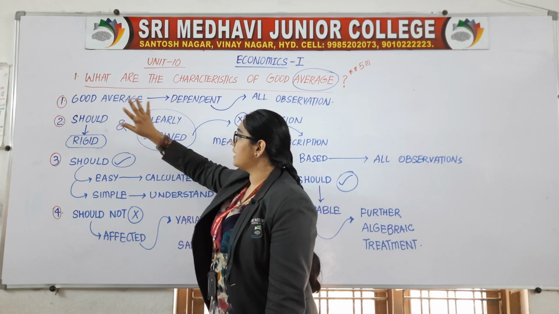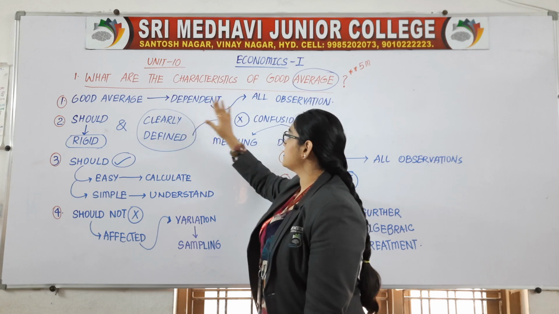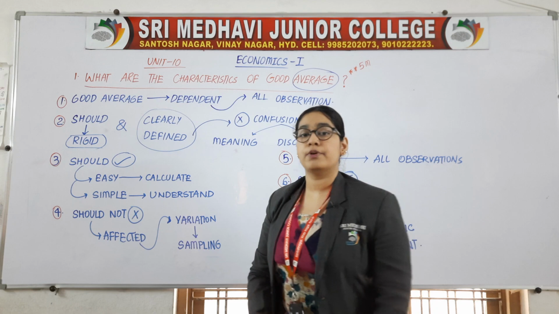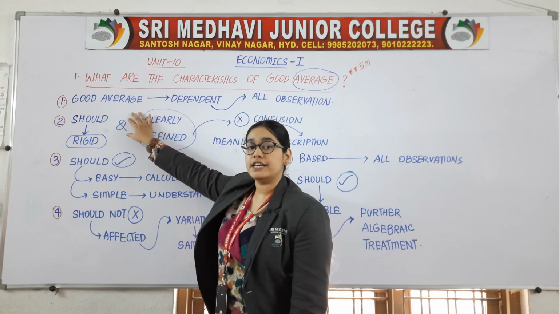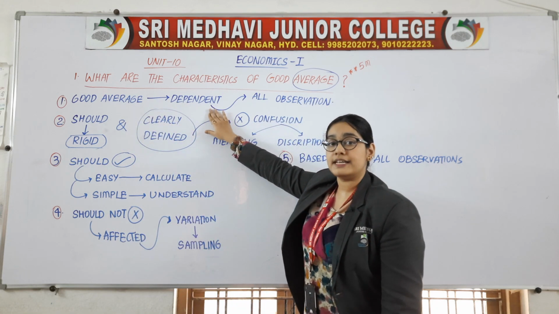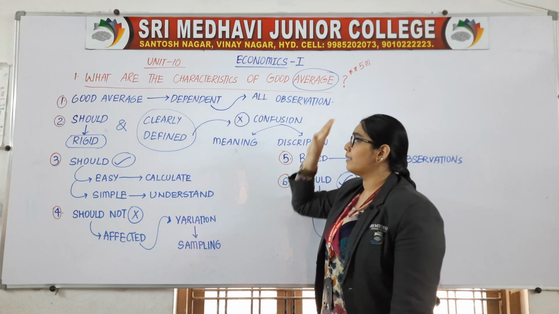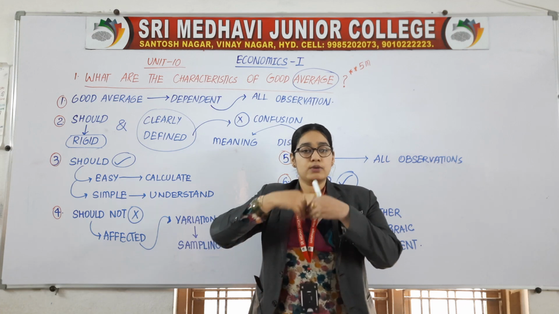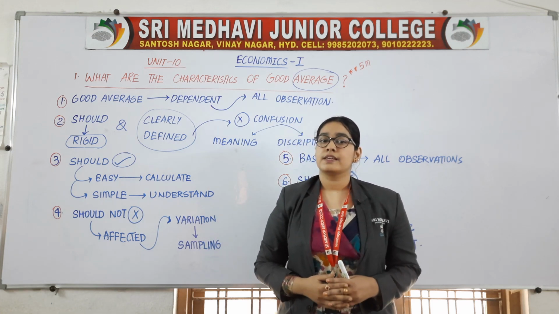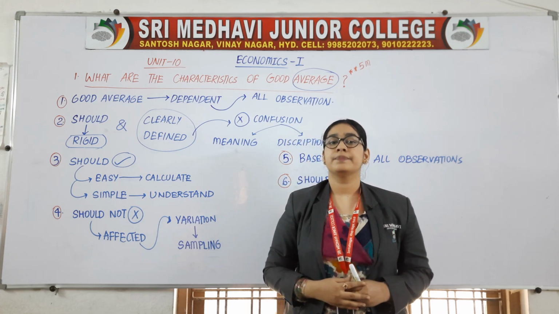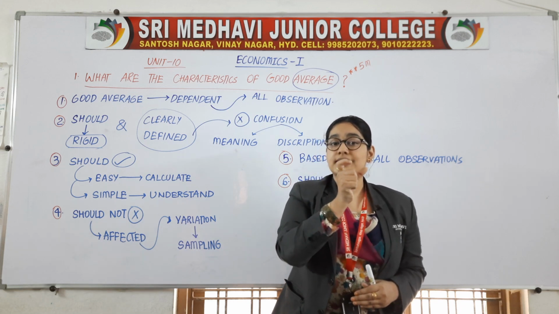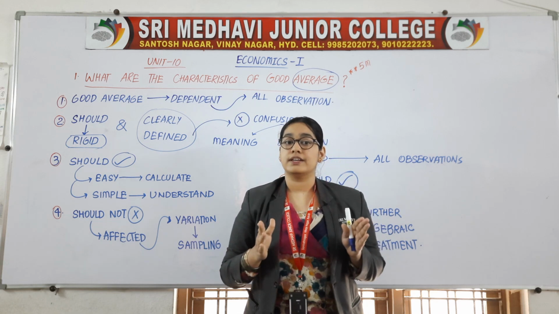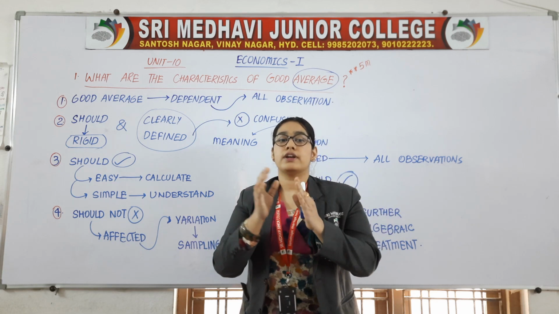A good average is dependent on all observations. What is the first point? A good average is dependent on all observations. Is it true or not? Yes. Without observing, can you tell me the answer? I said there are 60 girls and 40 boys. So you have started observing. There are 60 and 40.